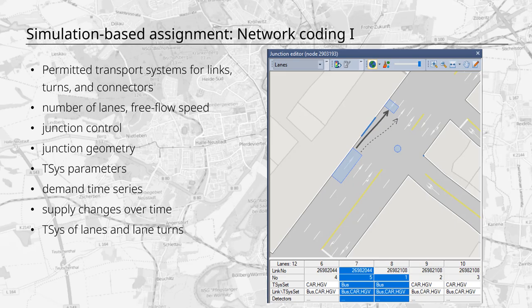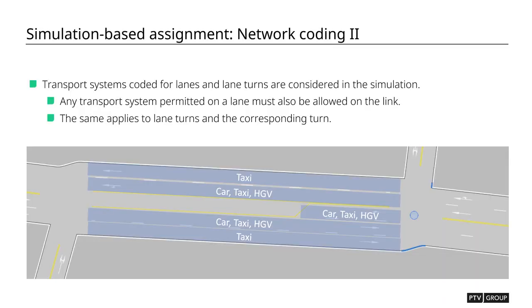Note that the simulation considers the transport system of lanes and lane turns. So if required by the use case, you can adjust transport systems for lanes and lane turns, for example, to model lane-based applications. Typical examples are HOV lanes, taxi lanes, bus lanes. So if required, you can reduce the transport system from the links on the lanes to model these use cases.